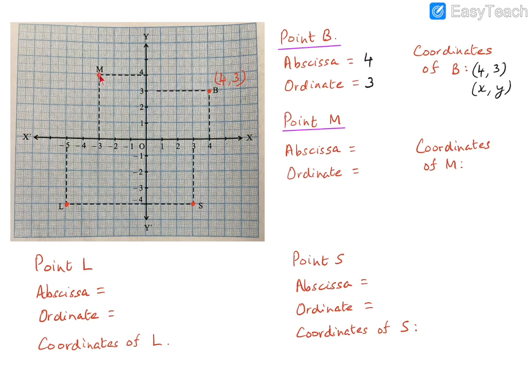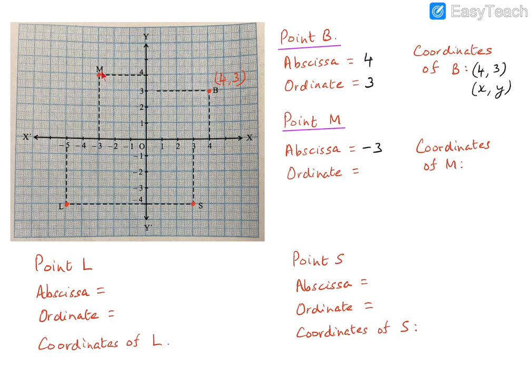For the point M, the x coordinate can be obtained by drawing a line from the point M perpendicular to the x-axis. When we draw a line from M perpendicular to the x-axis, we see that it meets the x-axis at the number -3. So the x-coordinate for the point M is -3, or in other words, the x-coordinate, which is also called the abscissa, is -3 in this case.